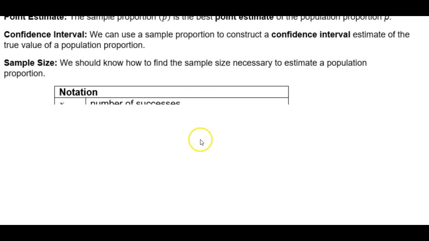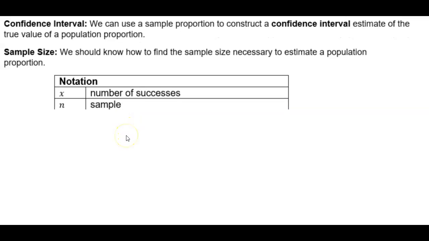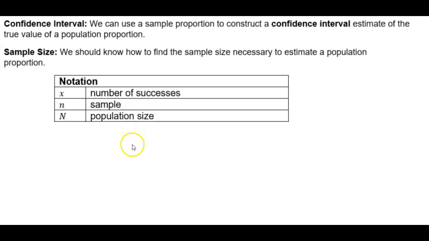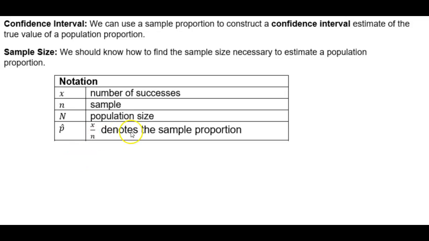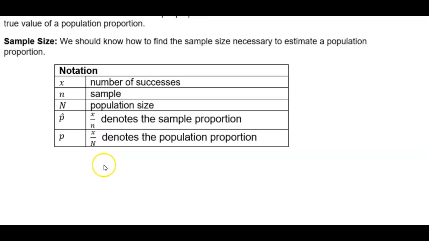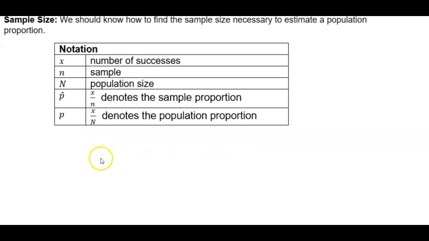Here's the notation. X represents the number of successes. N represents the sample size. Capital N represents the population size. P hat, which denotes the sample proportion, is the same thing as X over N. And then the proportion P denotes the population proportion, which is X over capital N.